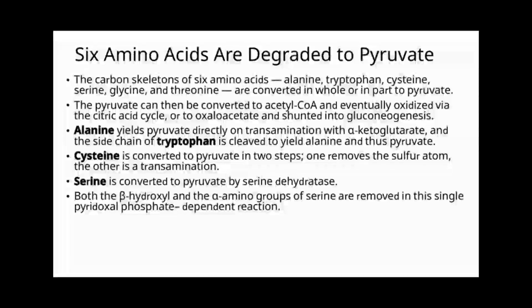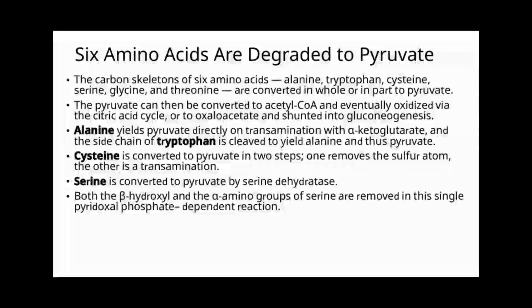This is an important pathway because alanine can serve as a shuttle of nitrogen and carbon between tissues and the liver. Tryptophan is a bit more complex. Its side chain is cleaved during degradation, ultimately producing alanine, which then becomes pyruvate. So, in essence, tryptophan's breakdown contributes to pyruvate pools indirectly.